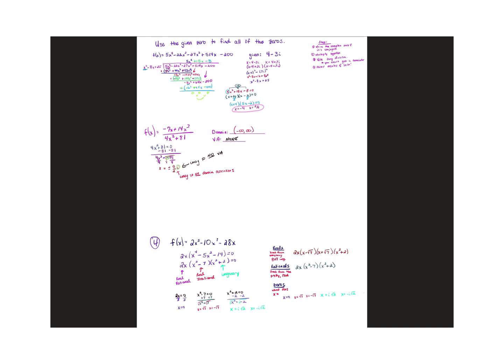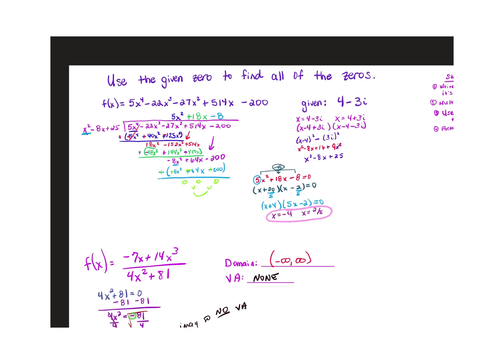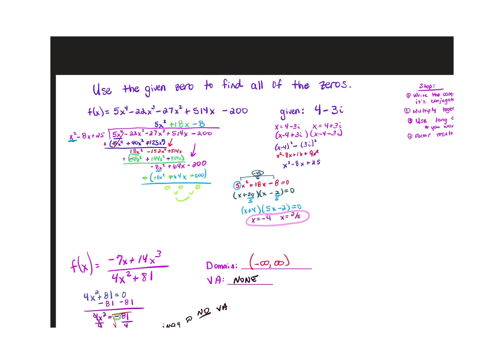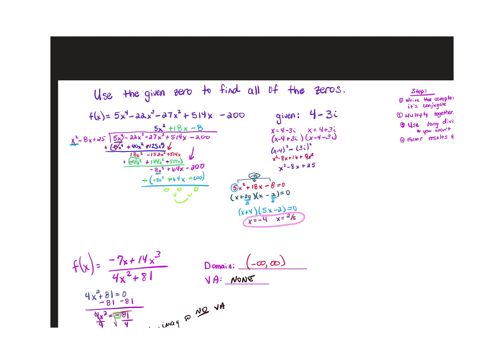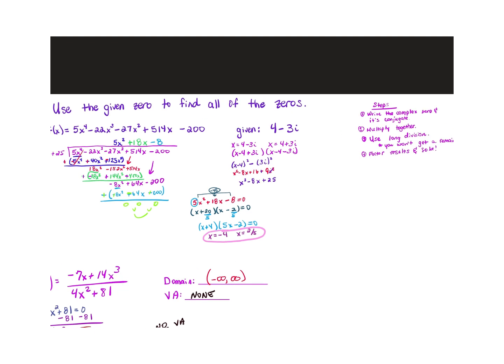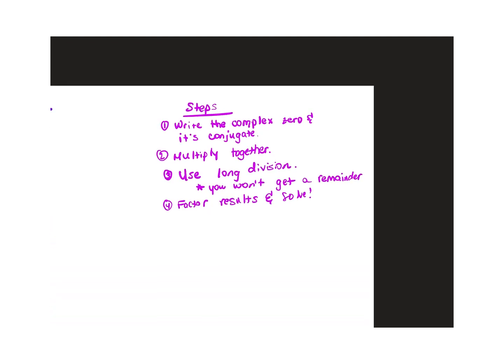Okay, you also will have, guys, a question like this. Everybody will have a question like this, and every single time the question will work out exactly like this because you are given the complex root. So the first thing you're going to do is write the complex 0 and its conjugate. They're going to give you one of the zeros. You have to say, oh, okay, I also have this one. You multiply them together. Then you're going to use your long division, and you will not get a remainder.